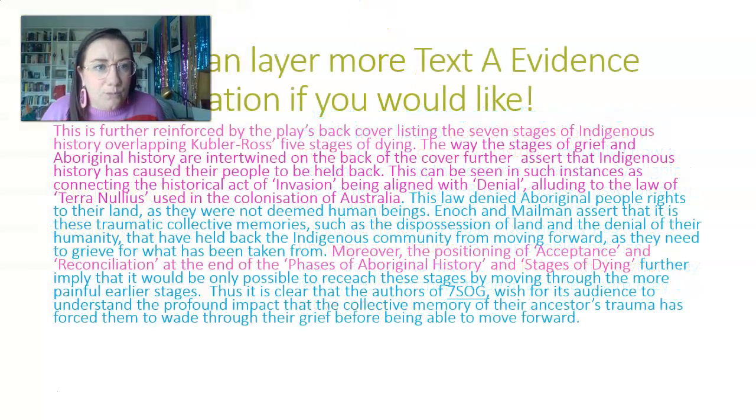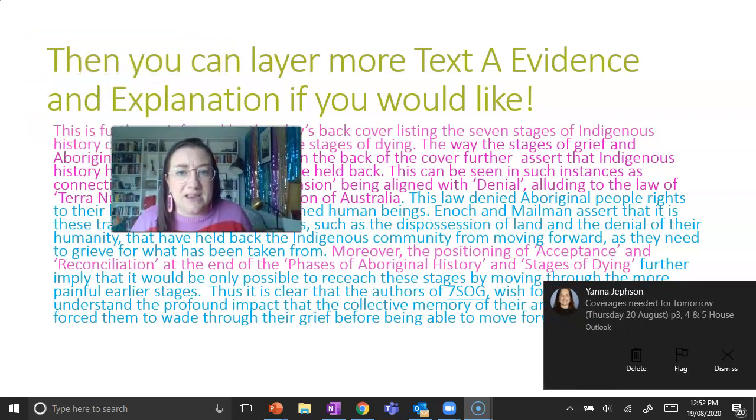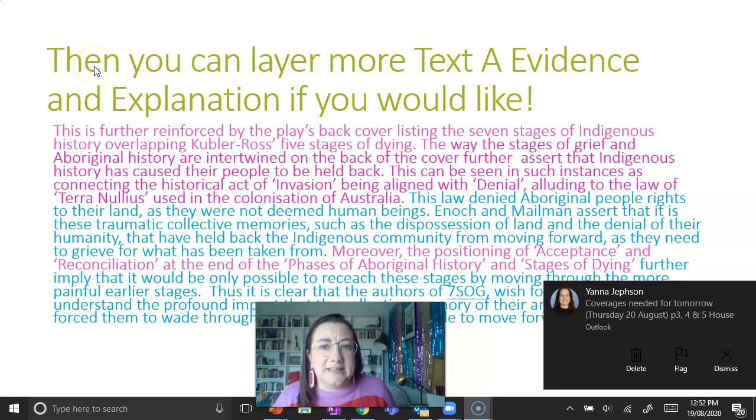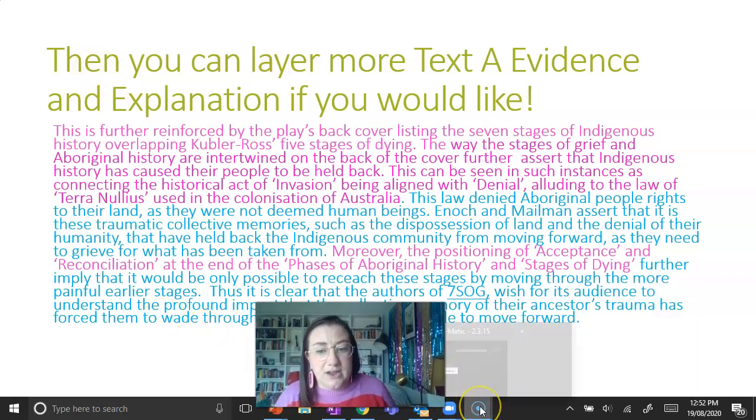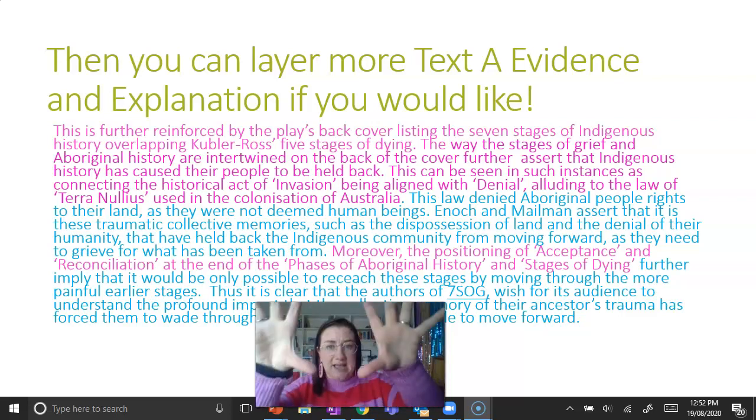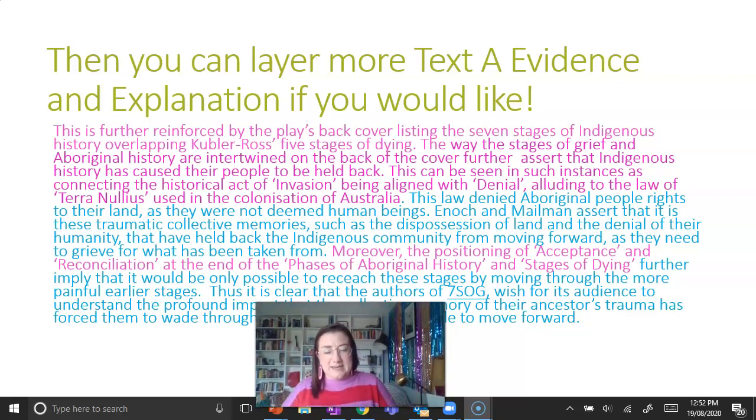Okay, now when you have done that, then you can move forward and layer more of text A evidence and explanation if you'd like. So when I was talking earlier about how to structure out this essay, I talked about how you would do one text and then you would do the next text, so text A, and then transition into text B. So this is me doing text A, lots of text A, all the stuff I want to talk about in text A, and then I'm going to eventually transition into text B. So I say, then you can layer. So then I've got my next layer.